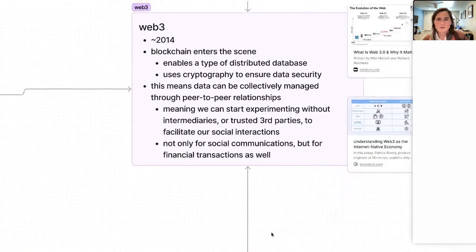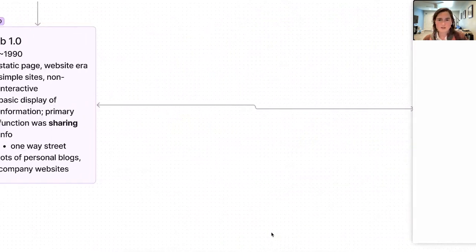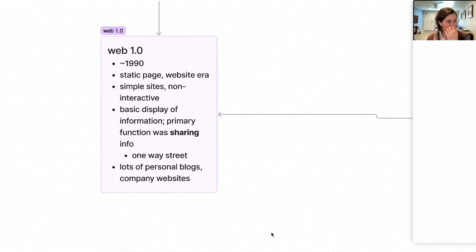So I'll take us through a little bit of the history of the web then. And we'll start with Web 1.0, which emerged around 1990. Pretty basic, very simple websites, basic display of information, and it was just sharing information. You can kind of think of it as a one-way street. Personal blogs, company websites.